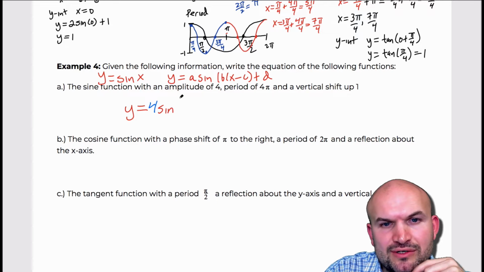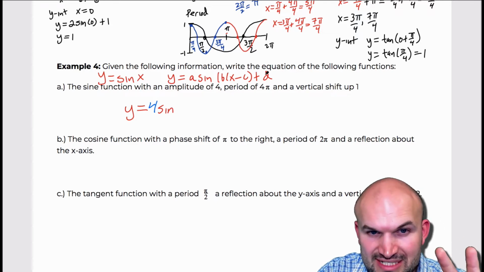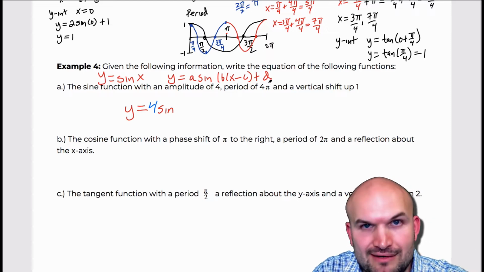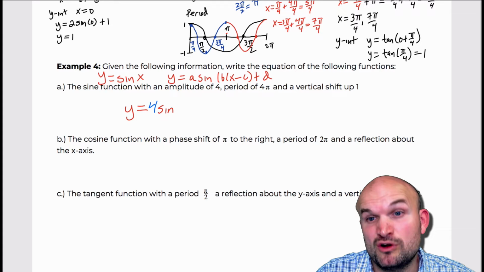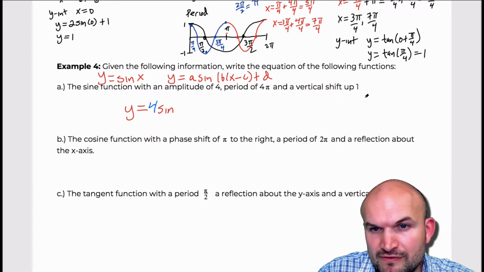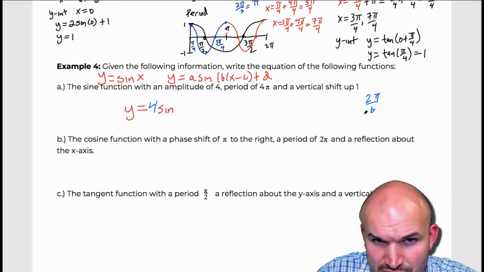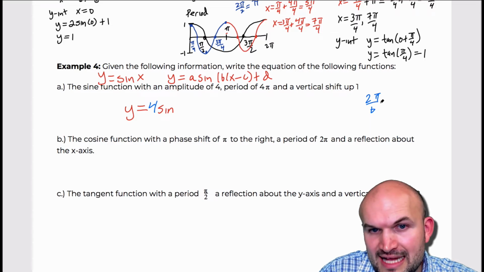And now let's go and take a look. It has a period of 4 pi and a vertical shift up 1. Well, I know D is my vertical shift up 1, so I got that, right? That's just going to be plus 1. The period, though, can be a little confusing. So the easy way I like to look at this is we know that the period of a function is 2 pi divided by b. So I need to figure out what b is, right? So I have 2 pi divided by b, and that's going to be equal to 4 pi.